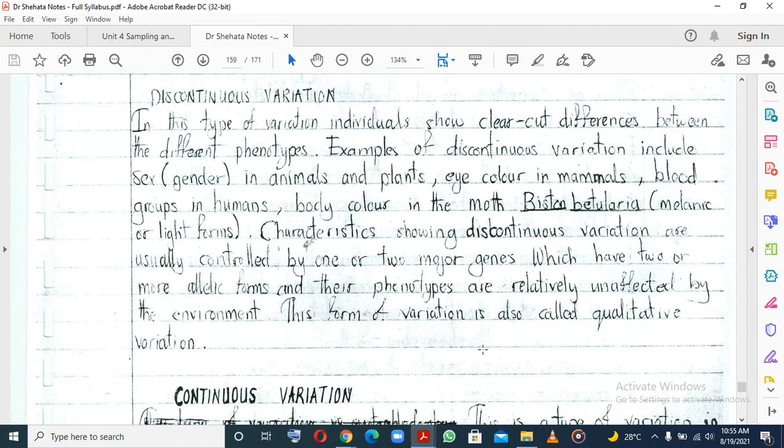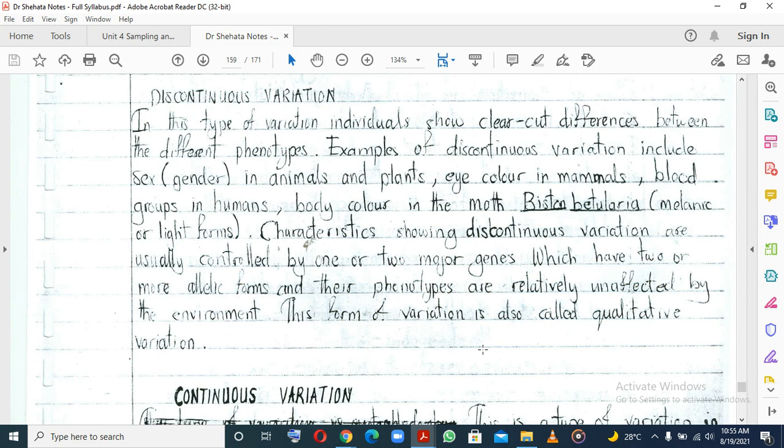Then the other thing which is important about discontinuous variation is that they are usually controlled by one or two major genes which have two or more allelic forms, and their phenotypes are relatively unaffected by the environment. So let me just break that down. What that simply means is that discontinuous variation is usually controlled by a small number of genes. Okay, it can just be one or two, with maybe two or more alleles involved.